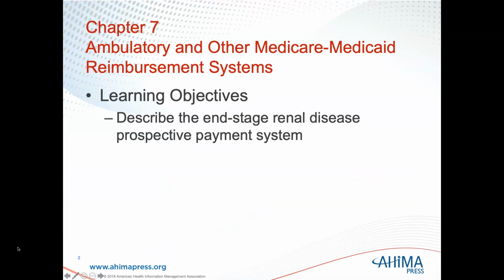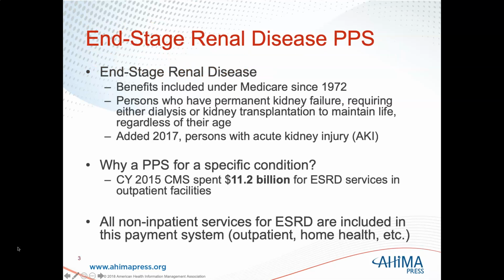And we are talking about end-stage renal disease and how that has a prospective payment system with it. If you're following along in your book, we're on page 173. End-stage renal disease. Benefits for these patients have been included under Medicare since 1972. End-stage renal disease means these are persons who have permanent kidney failure that requires either dialysis or kidney transplant to maintain their life, regardless of their age. In 2017, this also added persons with acute kidney injury.